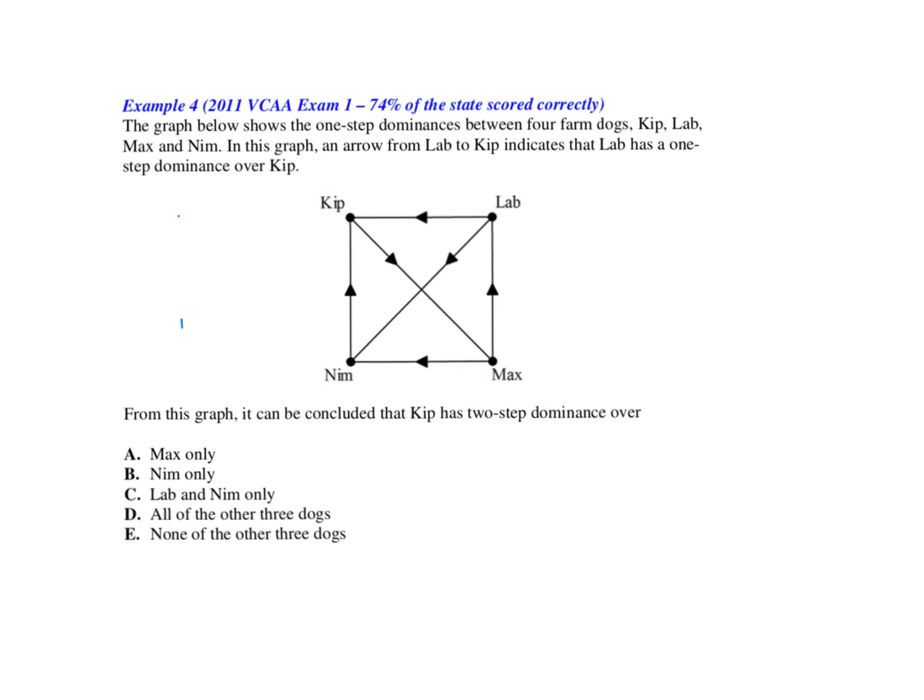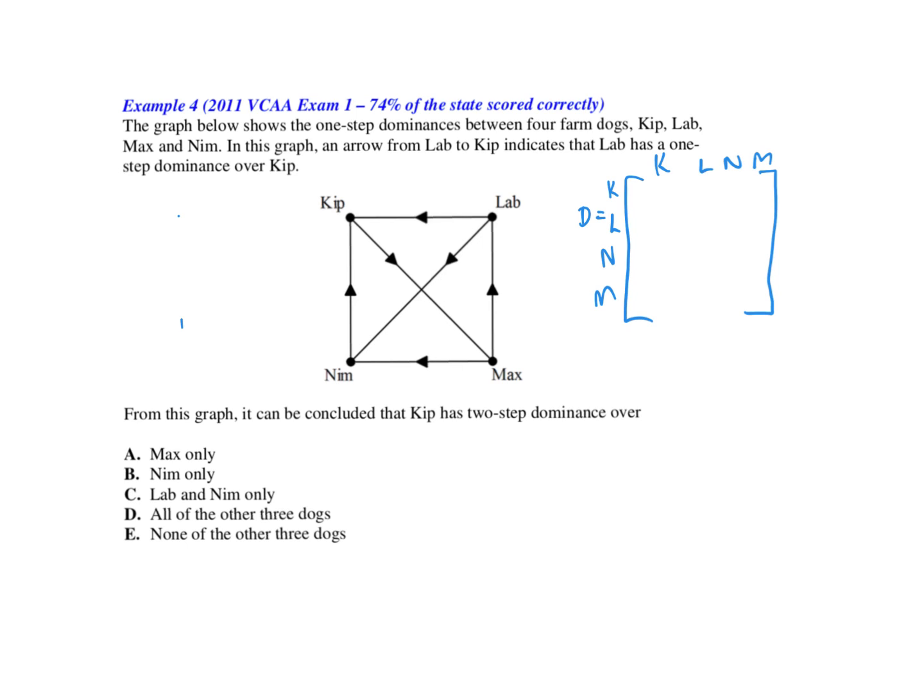Okay, the graph below shows 1-step dominance between 4 farm dogs, Kip, Lab, Max and Nim. In this graph, the arrow from Lab to Kip indicates that Lab has a 1-step dominance over Kip. From this graph, it can be concluded Kip has a 2-step dominance over. So once again, we're going to have to set up the dominance matrix because we've got to square it. So I'm going to go Kip, Lab, Nim and Max, and I have to do the same order along there.